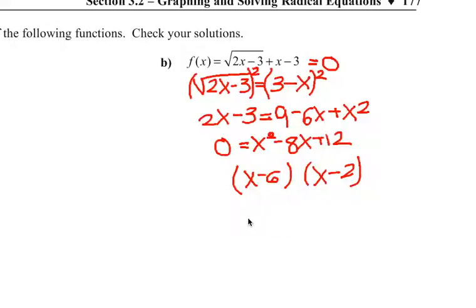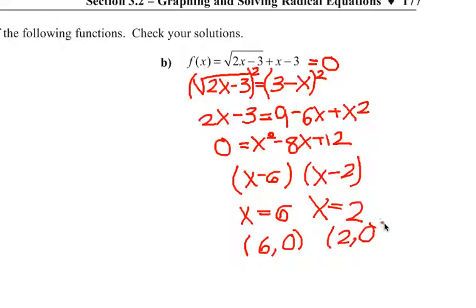So now our x-intercepts: when you take this negative 6 out of the bracket, x is going to equal positive 6. So the sign changes. And then this one, x is going to equal positive 2. So now our next step is, these x-intercepts are going to be (6, 0) and (2, 0). So we need to check these.